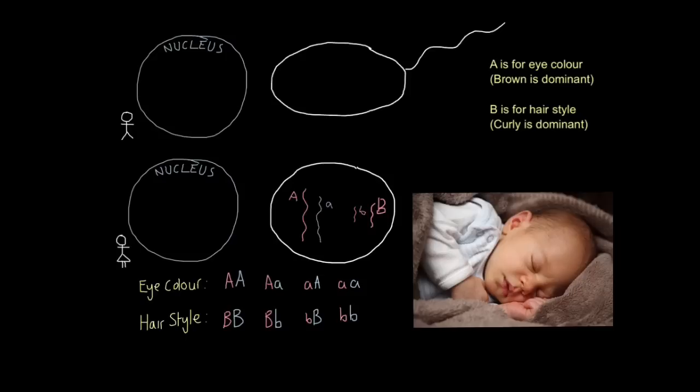Now if we look at hairstyle, they're again heterozygous, so they have one copy of the recessive allele, which is for straight hair, and one copy of the dominant allele for curly hair. But because curly hair is dominant, the baby will grow to have curly hair. So hopefully that helps you understand how we inherit characteristics through sexual reproduction.